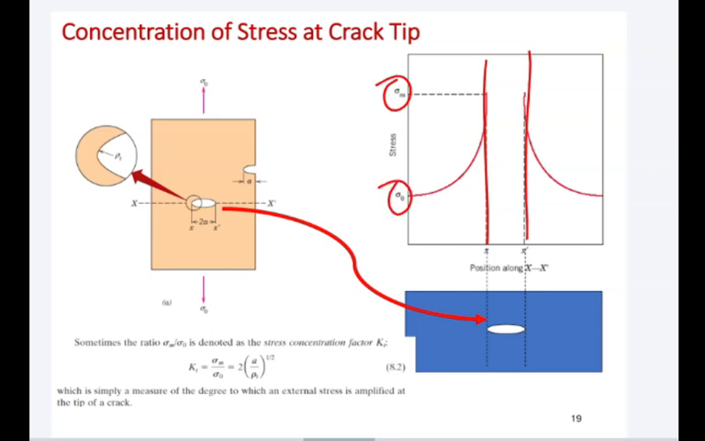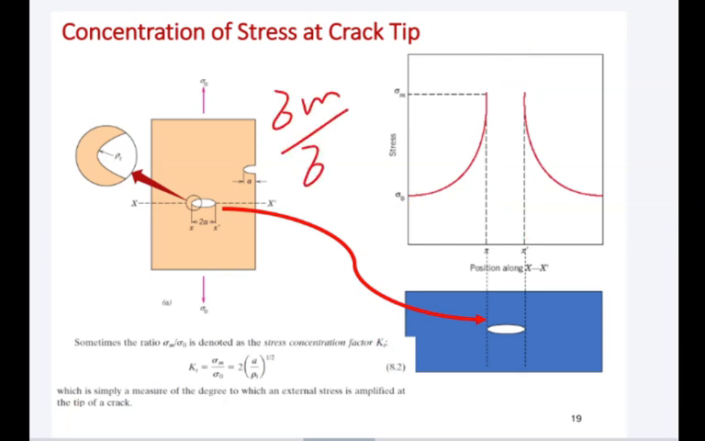Now sometimes we have a ratio of sigma m divided by sigma naught. Sigma m is the maximum stress, sigma naught is the applied stress, and this ratio is denoted by the stress concentration factor, which is known as Kt. So this Kt is the stress concentration factor. How can you find it? It is the ratio of sigma m divided by sigma naught.